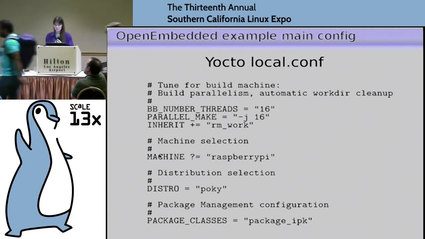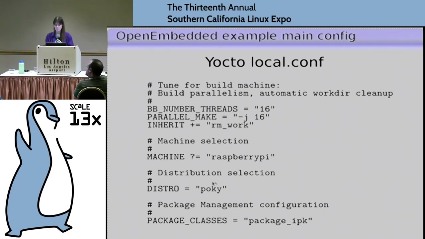The machine selection, this is pretty key. You have to tell it which of the supported machines you're building for. You can, however, do it as an environment variable. You could just pass it MACHINE equals when you kick off the bitbake. But that is why this is a question mark equals in make syntax. That means if you haven't said anything to the contrary, then go ahead and pick Raspberry Pi.